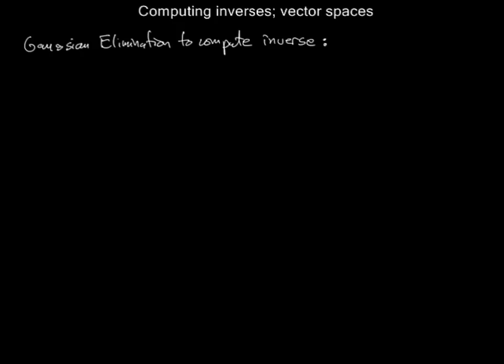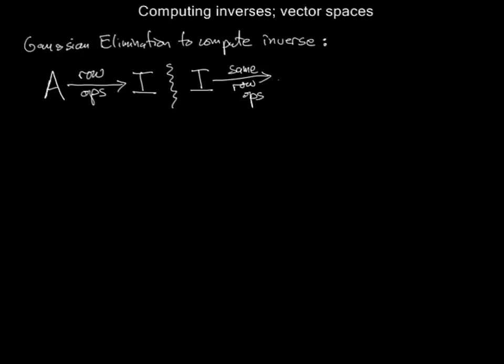We have one last thing to talk about with respect to Gaussian elimination, and that is how to use Gaussian elimination to compute the inverse of a matrix. What we do is we apply a bunch of row operations to convert the matrix to the identity, and then if we apply the same row operations to the identity matrix, it converts it into the inverse. Isn't that interesting? How does that happen?